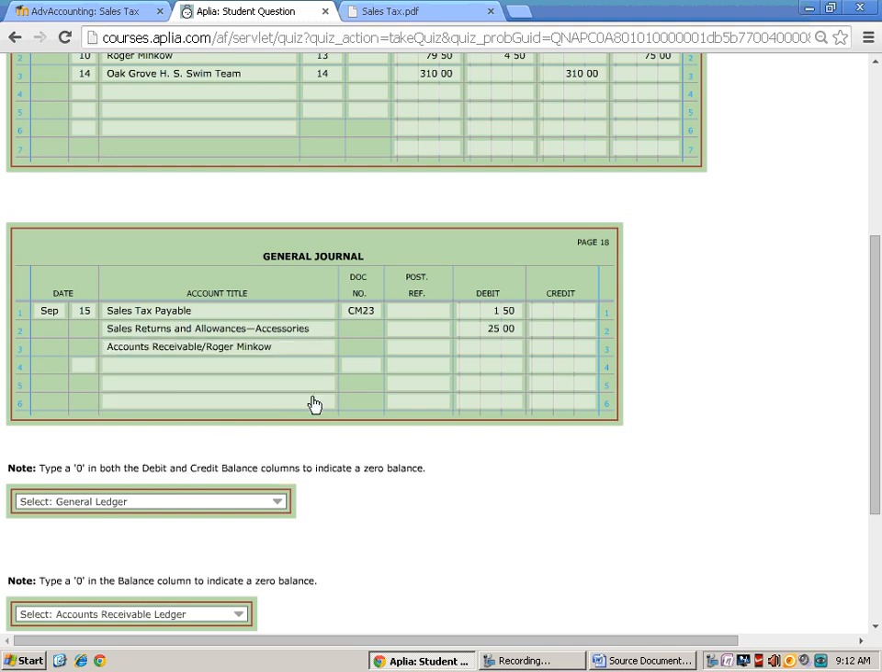Roger, there he is, Roger Minko. So it's going to be a credit. He no longer is going to owe us $26.50. So we add our two debits up to get our credit. All right, so that's a return.